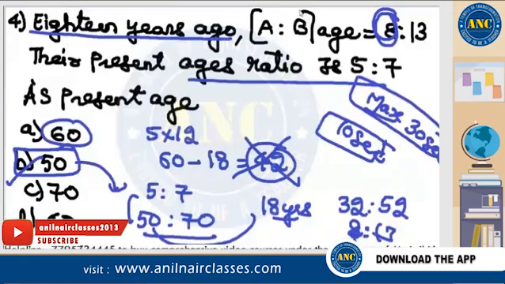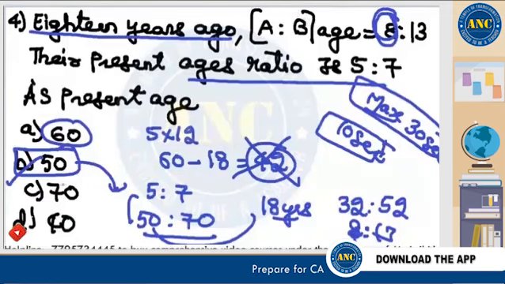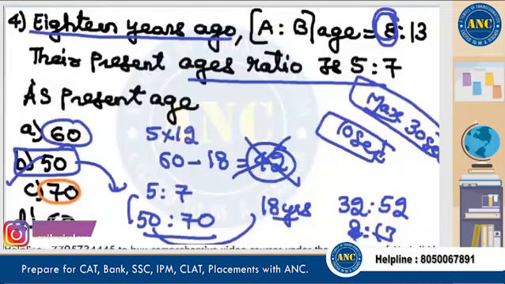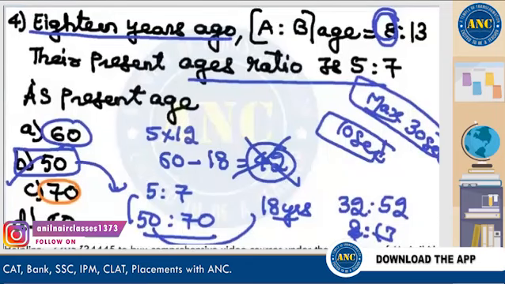If there are more than one options, then check it out. If it is 70, 5 14s are 70, 18 years ago will become 52. 52 is not a multiple of 8.